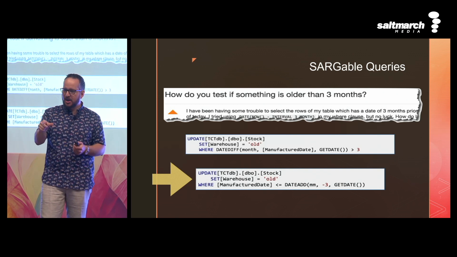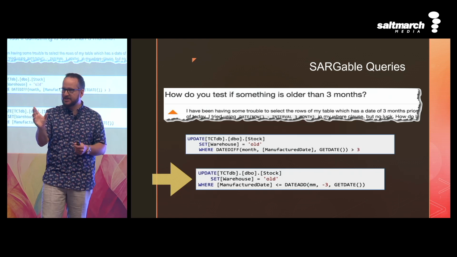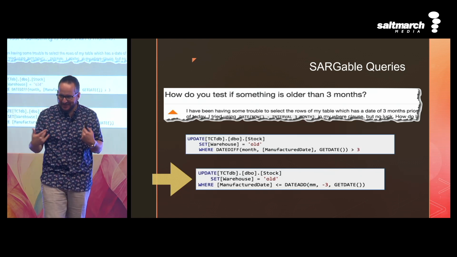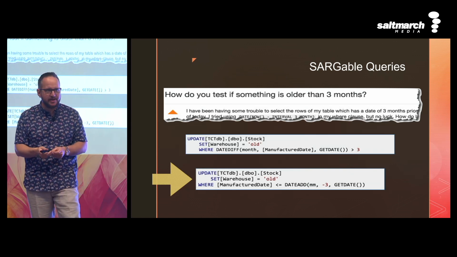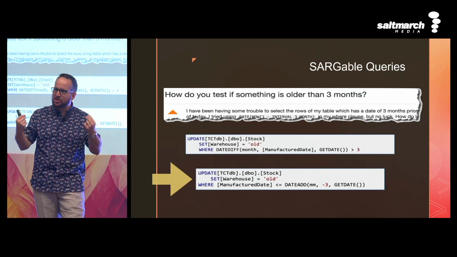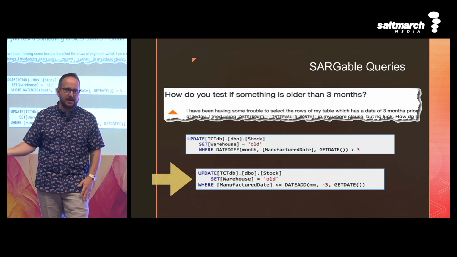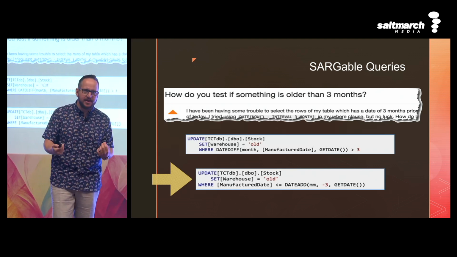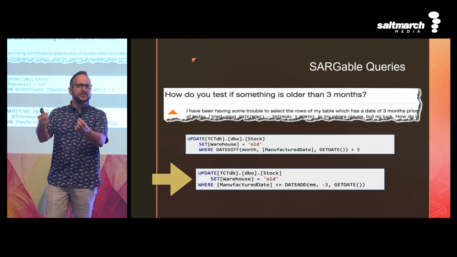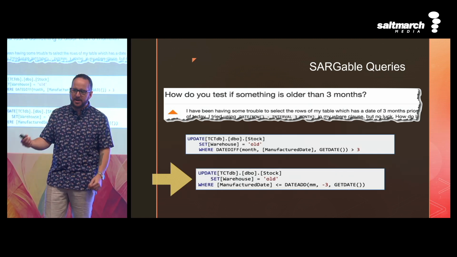Whereas mine, we calculate 3 months ago once, we fold that into a constant, and then we can use that as a search argument. That's what this sargable query concept means. That we can construct a search argument rather than having to evaluate for every row in the database. Again, things to think about because, like Visual Basic, there's a lot of ways to get the same result, but they are not all created equal.